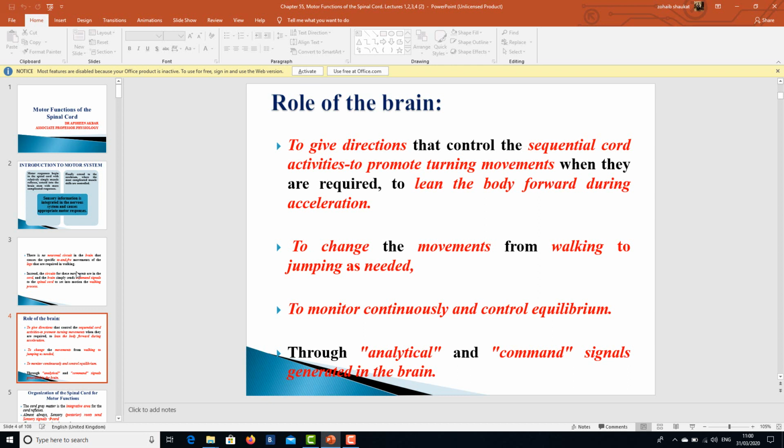Now let's talk about the role of the brain: to give directions that control the sequential cord activities to promote turning movements, to lean the body forward during acceleration when required, to change the movements from walking to jumping if needed, and to monitor continuously and control equilibrium, through analytical and command signals generated in the brain.